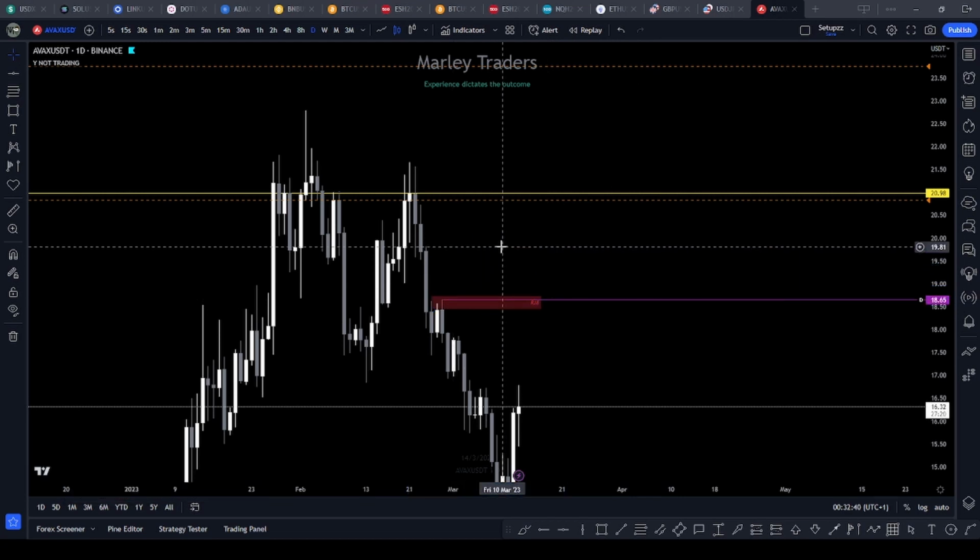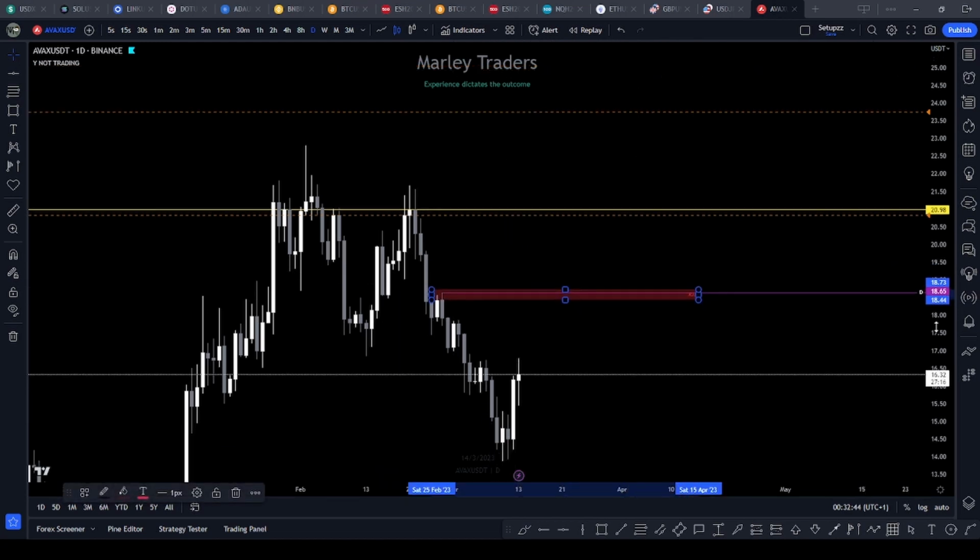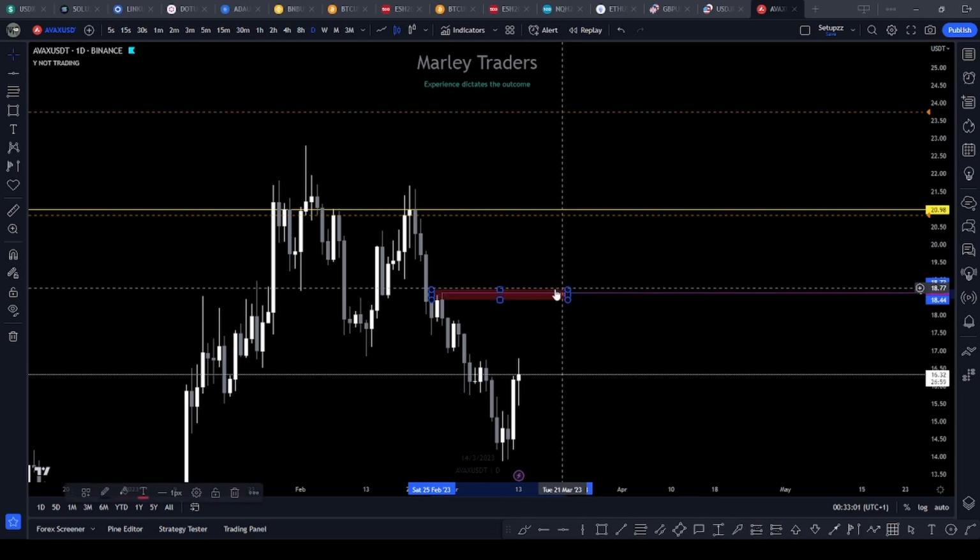I draw this. Now I have a daily inside the rejection block. So I'll be expecting price to react to this level. So this is how I use higher time frame buy side or sell side liquidity together with my rejection block for my analysis. So that is how I use rejection block.